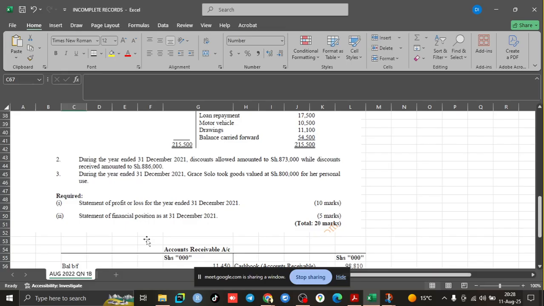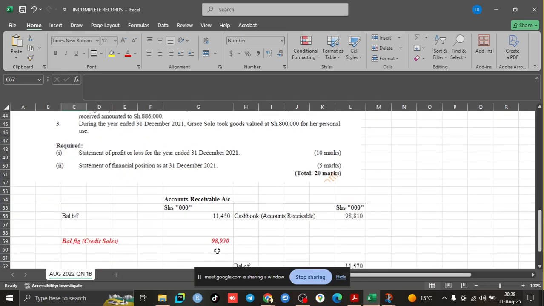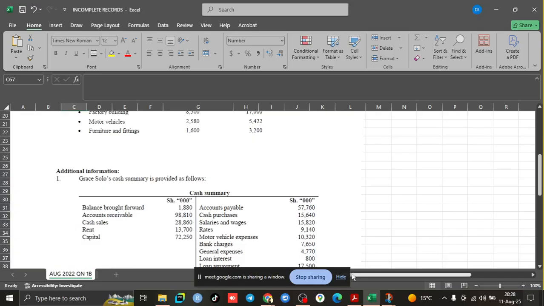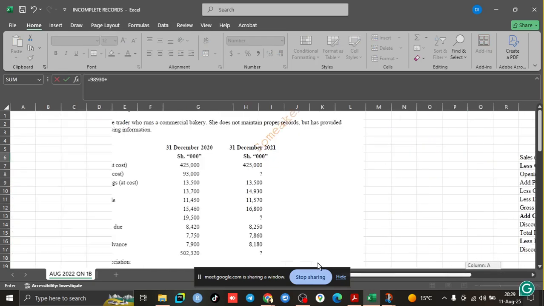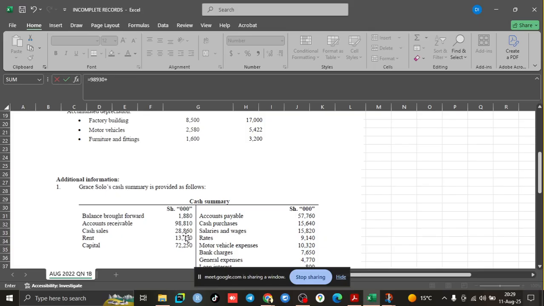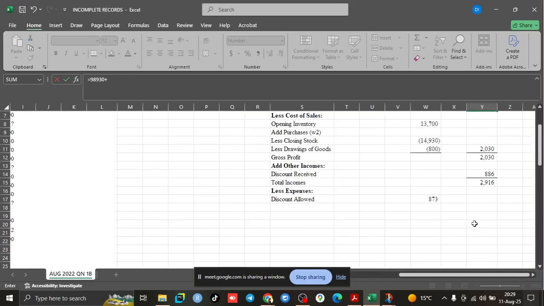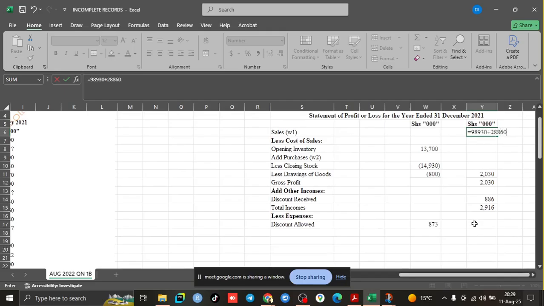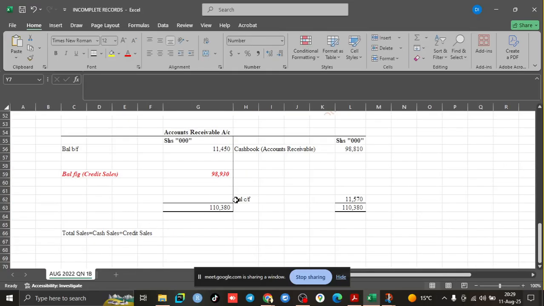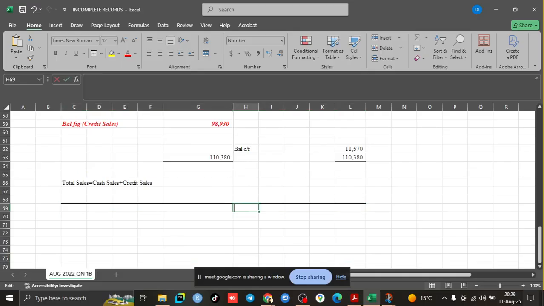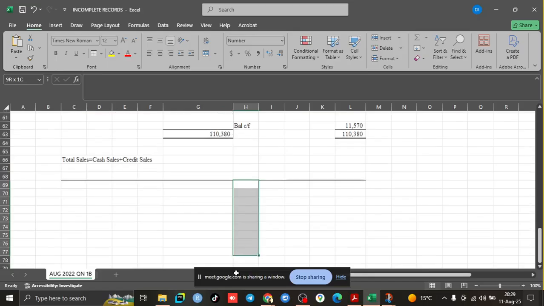Okay, so credit sales ni 98,930, cash sales ilikuwa 28,860. Total sales itakuwa the sum of the two, 98,930 plus cash sales of 28,860. Let me see kama ni 98,930. Yes. So hivyo ndio mtu ufanya. Kama umepewa accounts receivable za brought forward na carry forward, tafuta the balancing figure. The balancing figure equal our credit sales.